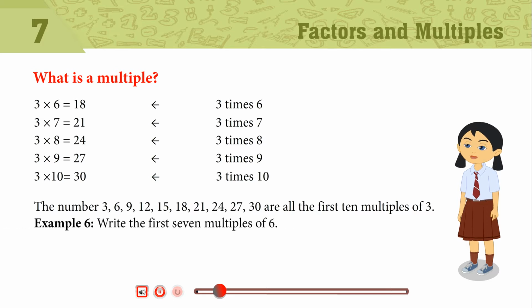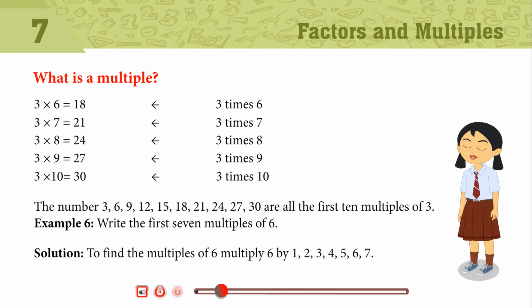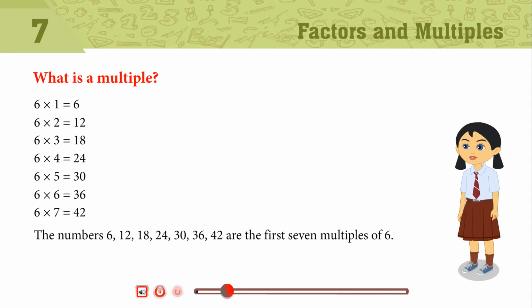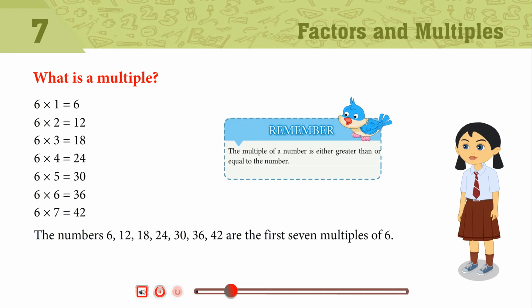Example 6. Write the first 7 multiples of 6. To find the multiples of 6, multiply 6 by 1, 2, 3, 4, 5, 6, 7. The numbers 6, 12, 18, 24, 30, 36, 42 are the first 7 multiples of 6. Remember, the multiple of a number is either greater than or equal to the number.